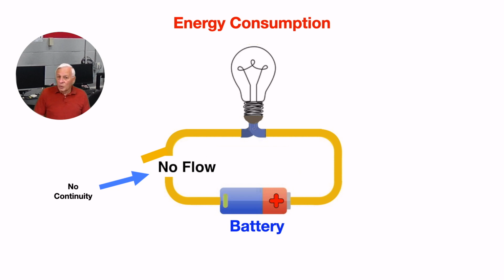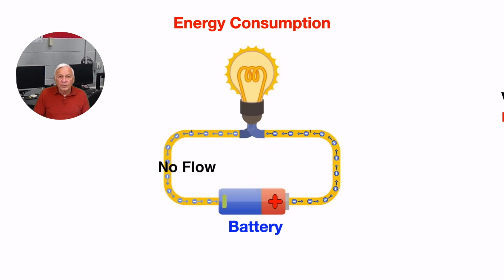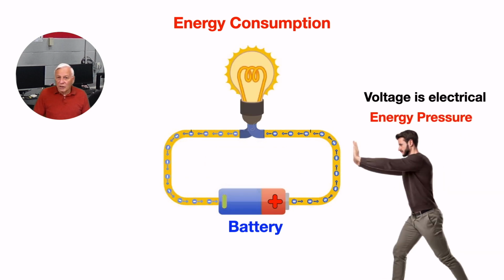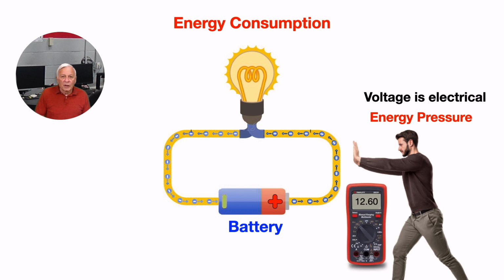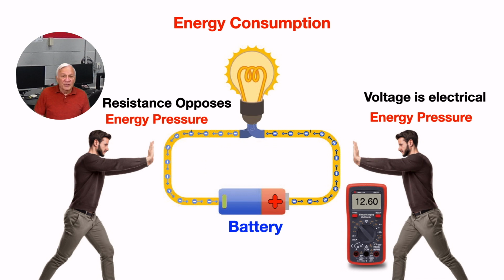Because of the open switch, the energy is there, but it can't flow through it. In a working circuit, voltage is the electrical energy pressure or push, and we need to measure that pushing pressure. In a good working circuit, we would measure that as 12.6 volts. 12.6 volts of potential energy pressure.